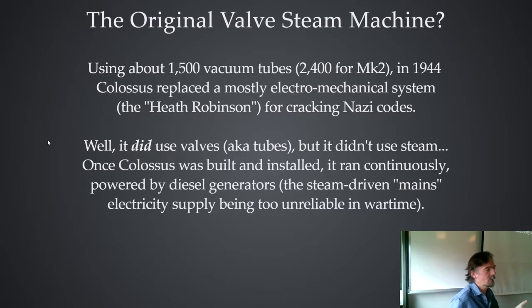Anyway, the Colossus machine did indeed use valves, aka tubes, although it wasn't steam-based. It would have been had it run from the normal electricity supply, because in most places electricity is derived from steam, or in Iceland, it's derived from free steam. In Britain, it's derived from coal steam. But it turns out during the war the main electricity supply was uncertain, so it actually ran on diesel instead of steam power.